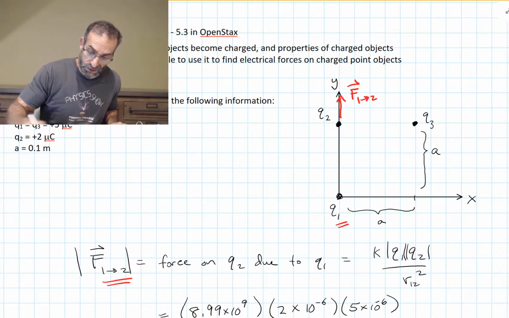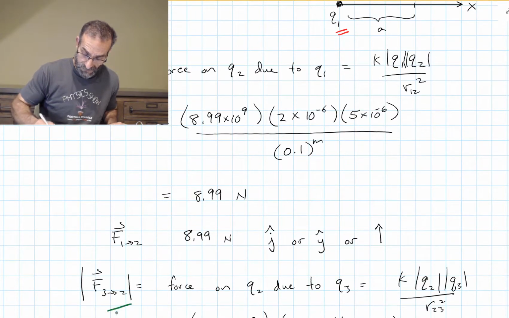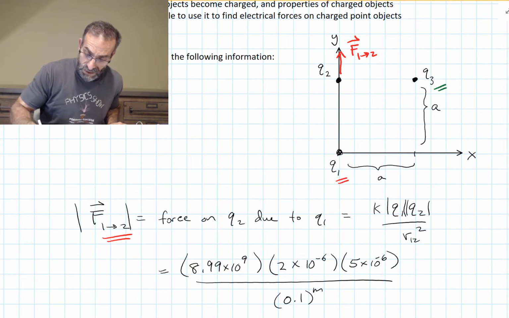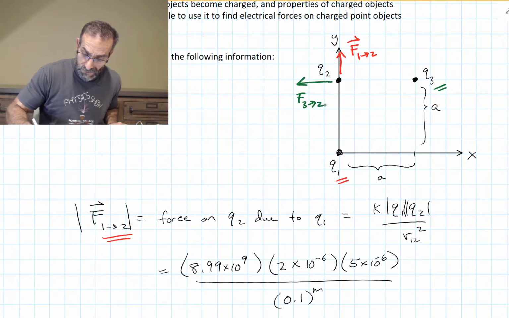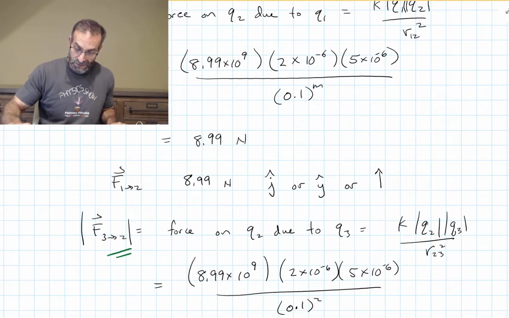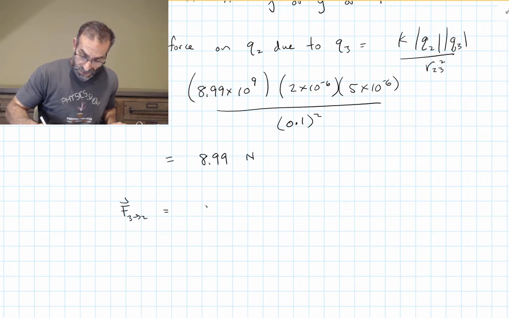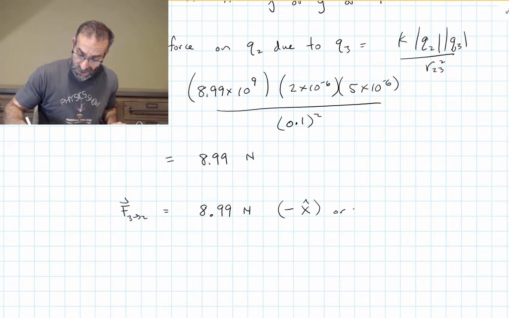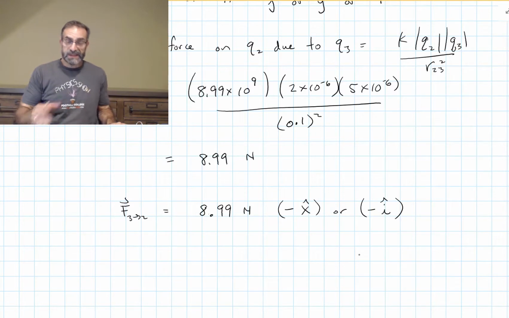Let's use green for this charge. And the force will be pointing in that direction. So that would be 8.99 newtons, and it would be in the negative x hat direction, or negative i hat. It's to the left.